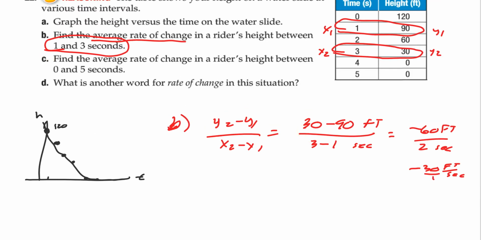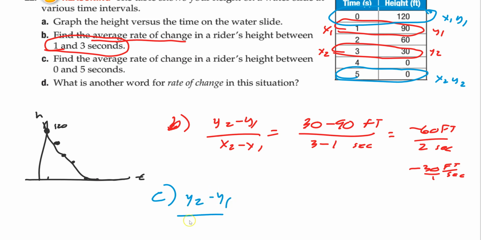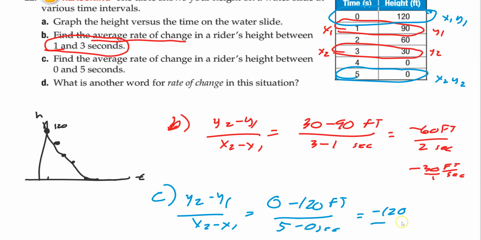C. Find the average rate of change in the rider's height between 0 to 5 seconds. So now they want me to do the same thing, but from 0 to 5. So I'm going to use this as my x1, y1. I'm going to use this as my values for x2, y2. So same formula. And then we're going to plug it in: 0 minus 120 feet over, don't forget the units, 5 minus 0 seconds. So negative 120 feet over 5 seconds.